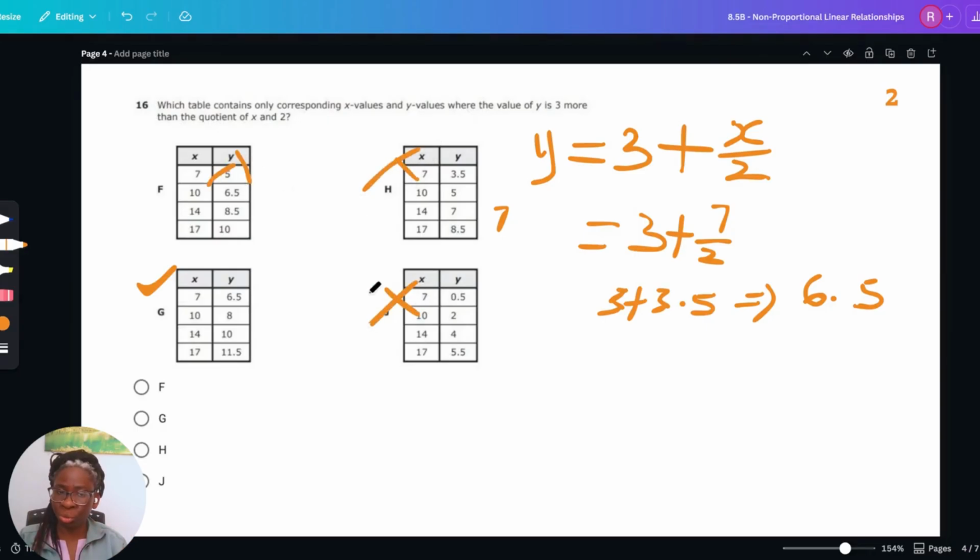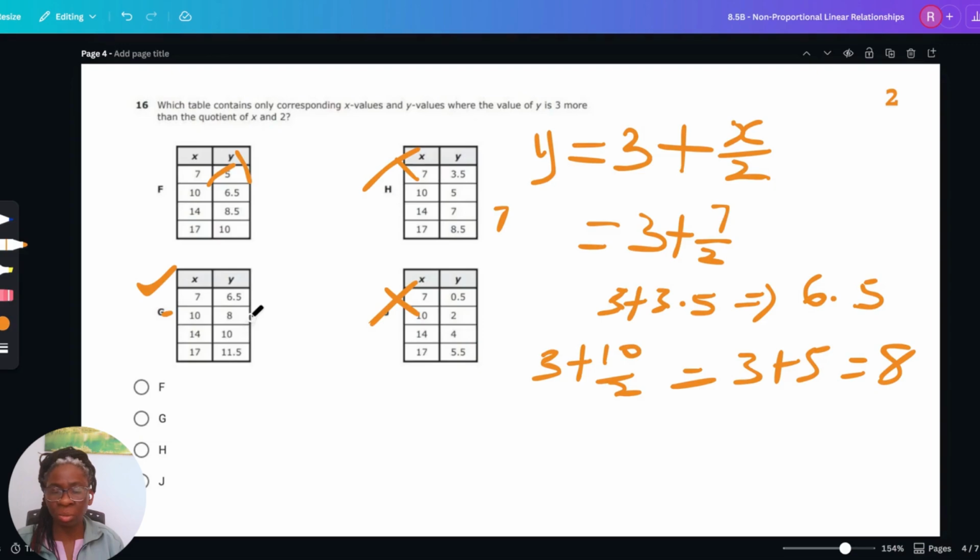But for us to be sure, let's try another value of x. When x is 10, we have 3 plus 10 over 2. That will be 3 plus 5, and that is 8. Did we get 8? What option is that? Option G is the correct option for this.